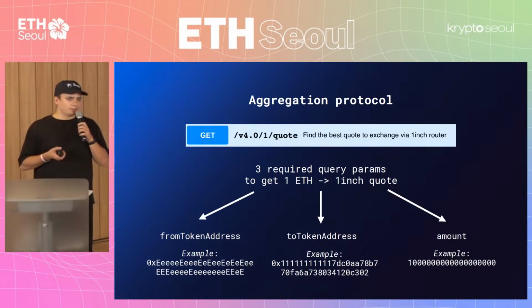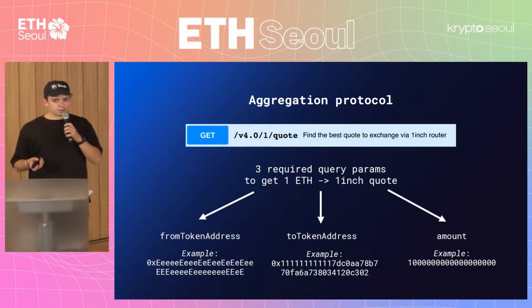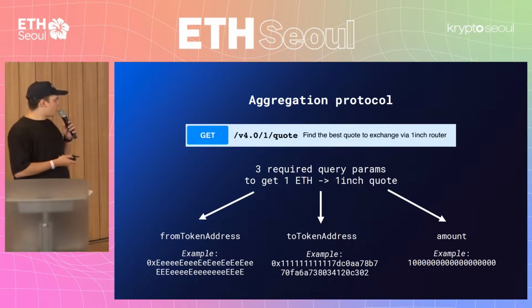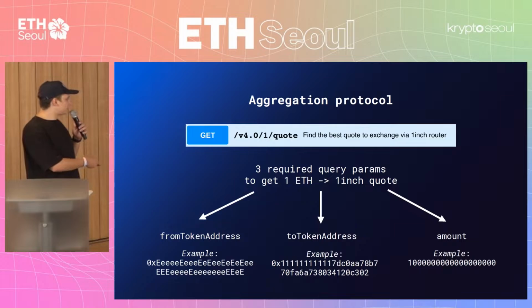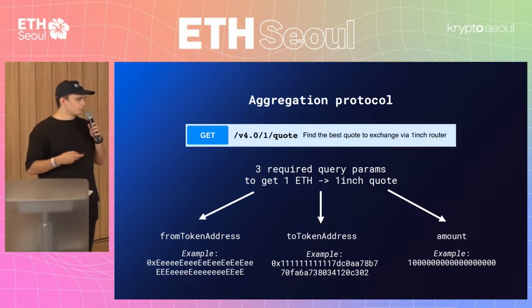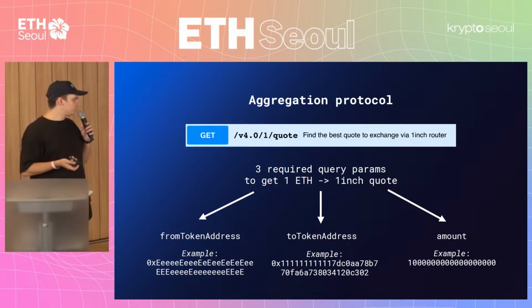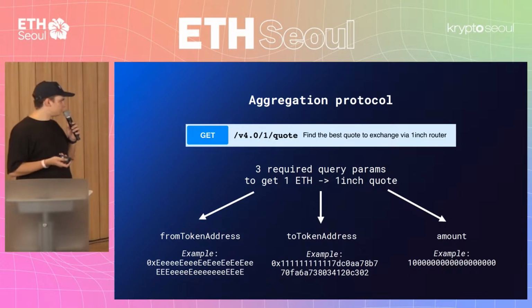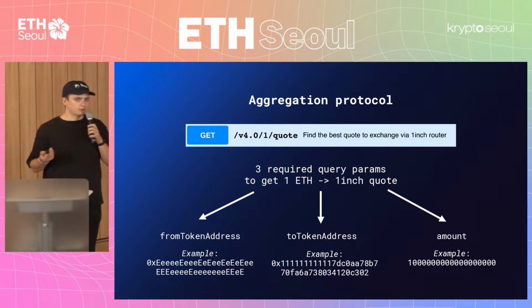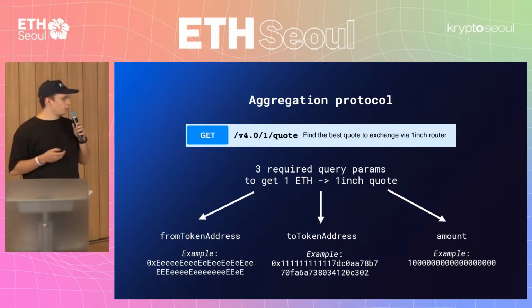That is the amount of the from token address. These are examples of swapping 1 Ethereum to 1inch. Basically, all these params allow you to get the quote. You don't need to think a lot about which params you need to pass, just the tokens and amount.